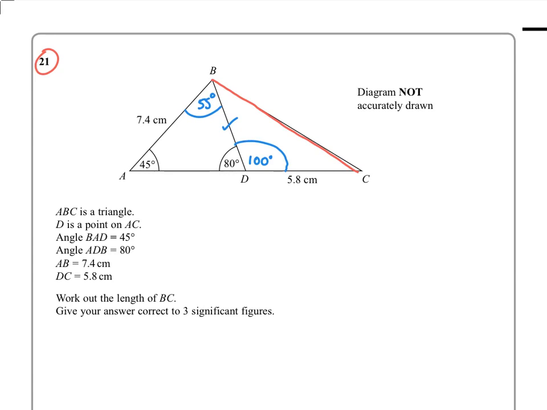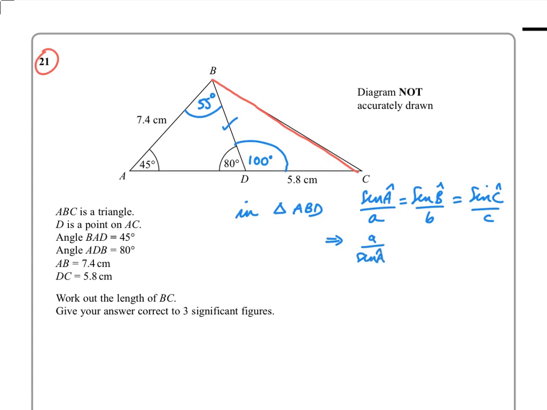So in triangle ABD, I'm going to use the sine rule. Now the sine rule's at the front of the paper, which you can have a look at any time, but you probably have a rough idea of what the sine rule is. So you may know it as sine A over A is sine B over B is sine C over C, or you can invert both sides and have A over sine A is B over sine B is C over sine C.